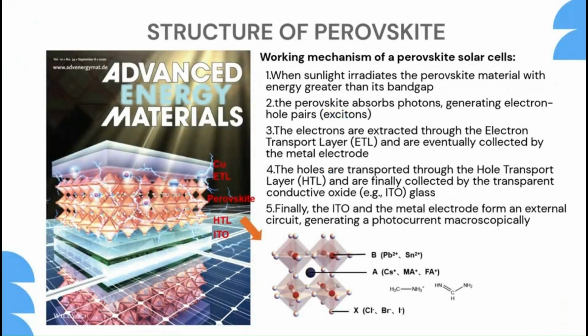The working mechanism of perovskite solar cells is in 5 steps. First, when sunlight irradiates the perovskite material with energy greater than its band gap, the perovskite absorbs photons, generating electron-hole pairs. The electrons are extracted through the electron transport layer and are eventually collected by the metal electrode. The holes are transported through the hole transport layer and are finally collected by the transparent conductive oxide. Finally, the ITO and the metal electrode form an external circuit, generating a photocurrent.